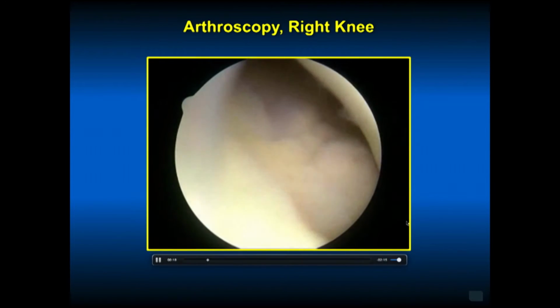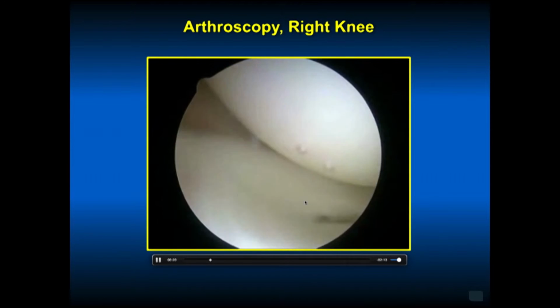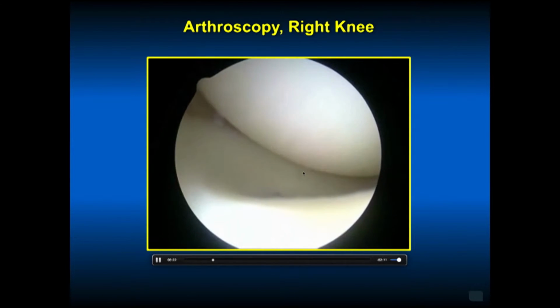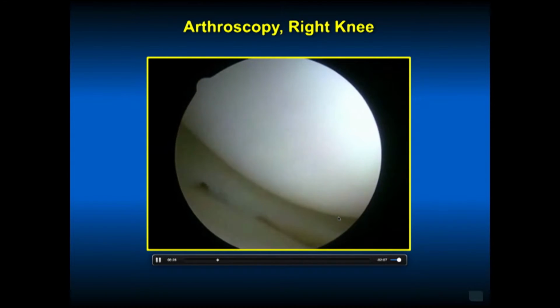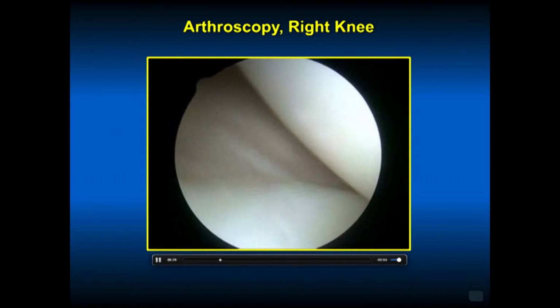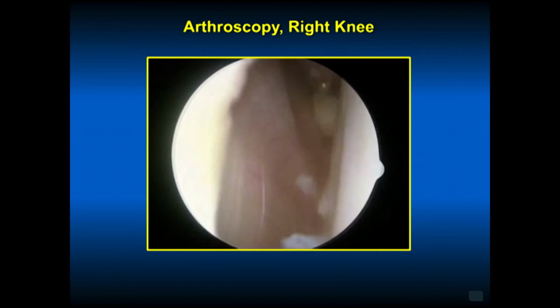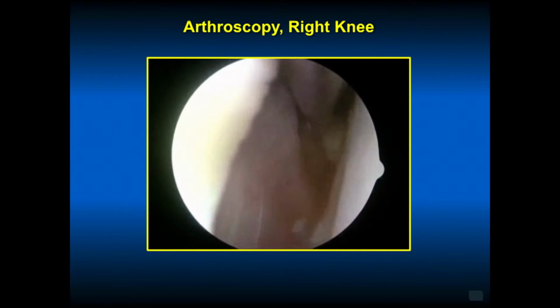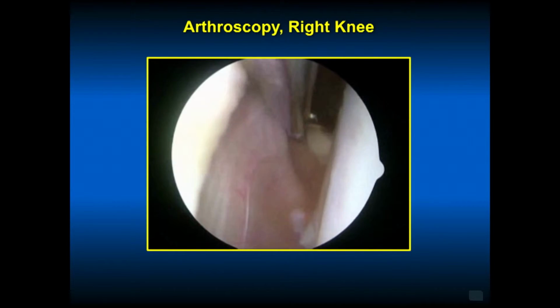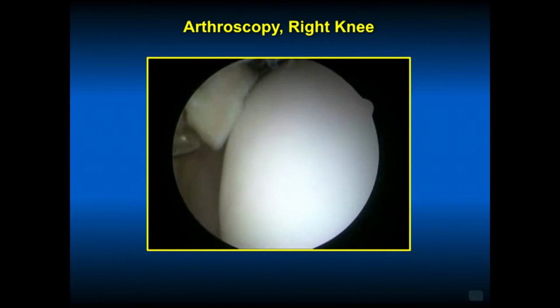So this is the lateral meniscus going up into that gutter. The piece was a little too big to get down into the popliteus fossa. This shows the lateral femoral condyle, the articular cartilage, and then the loose body is sitting right there. The scope now is medial. We've got a grasper in to grab that piece in the gutter.